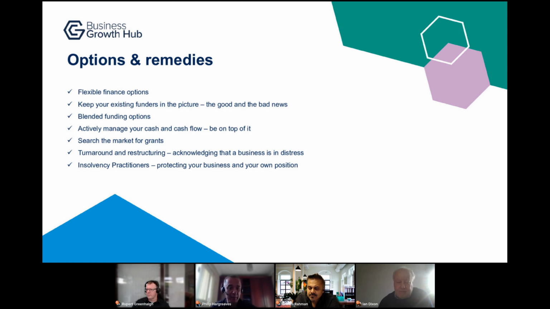We talk also about blended funding options. It's not just about one-stop shop like it used to be for high street banking, probably when I started in banking 40 years ago. But it's about looking at a range of options across the marketplace and making sure that you access that range of funding options. Shalim and Ian have already talked about actively managing cash and cash flow. Be on top of it. Don't allow it to manage you. You manage your cash flows.